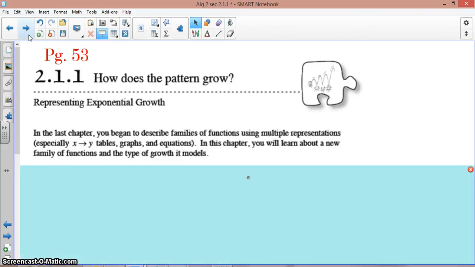Our intro to 2.1.1 says, in the last chapter you began to describe families of functions using multiple representations, especially xy tables, graphs, and equations. In this chapter you will learn about a new family of functions and the type of growth it models.